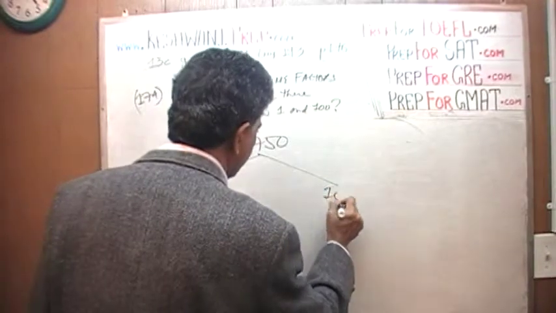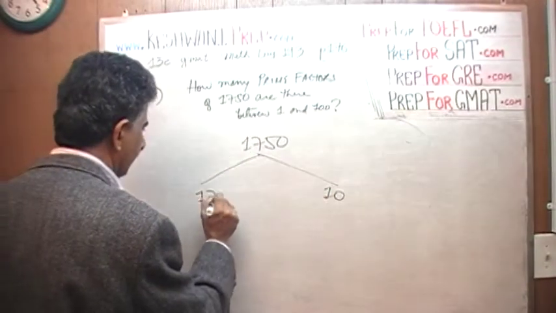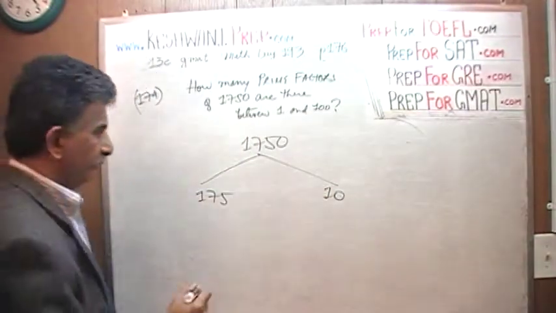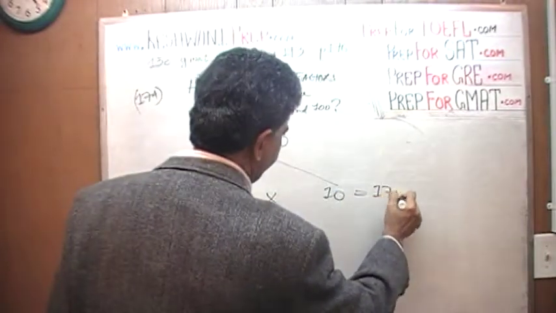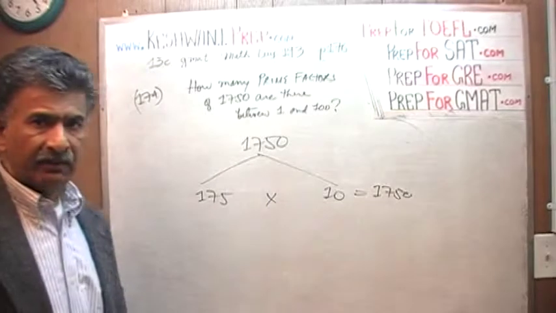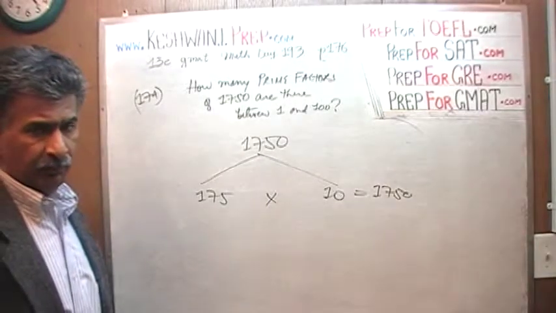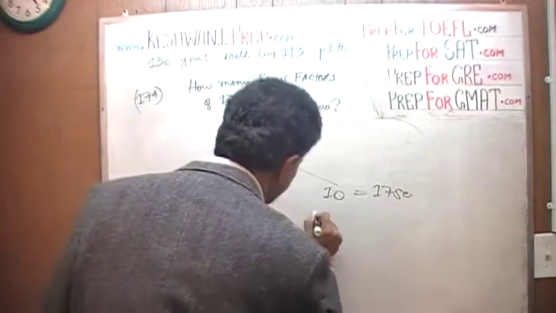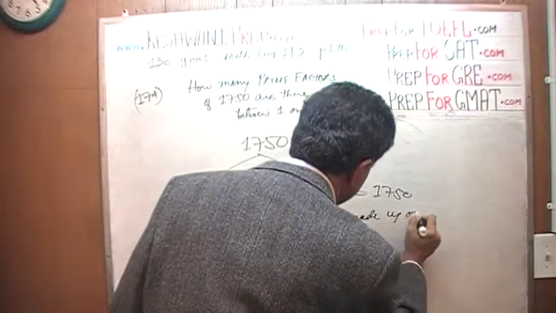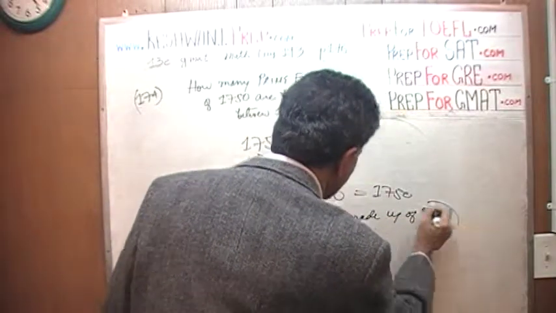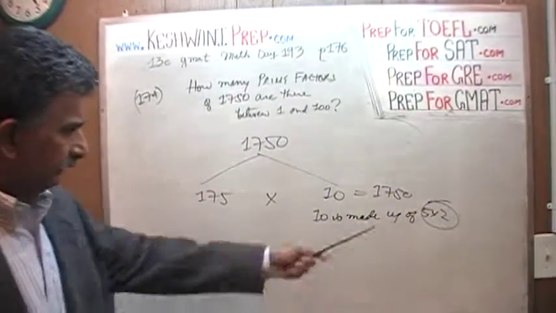So we're going to break it up into 10 times 175. Because 10 times 175 is your 1750. How many prime factors are there of 10? Well, 10 has only two prime factors. 10 is made up of 5 times 2. Those are the two prime factors, 5 and 2. So that's 2 right there.